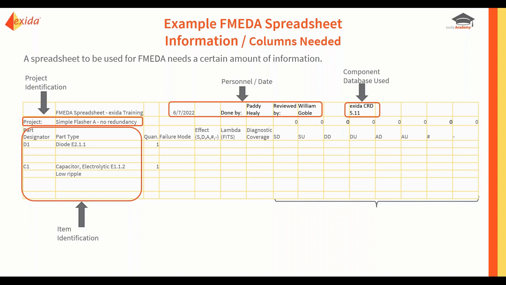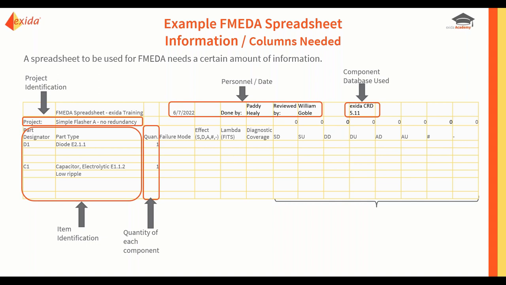Because there could be a number of diodes in the database, there could be Zener, Schottky diode, whatever it is. So at least with that number there, you're able to go back to the handbook and make sure that you're referencing the exact one used in the analysis. And it also gives you the specific failure rates for that component.